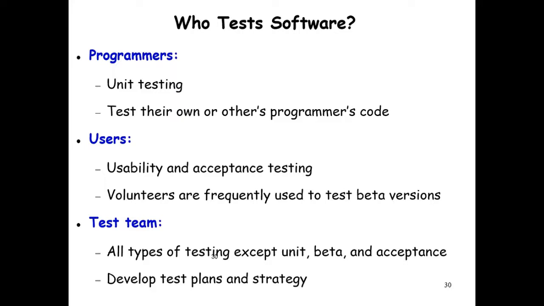So which type of testing does the testing team do? All types of testing except unit testing, beta and acceptance testing. First, they develop the test plan and strategy, and then they carry out the testing. Users generally test usability and acceptance, and volunteers are frequently used to test beta versions.